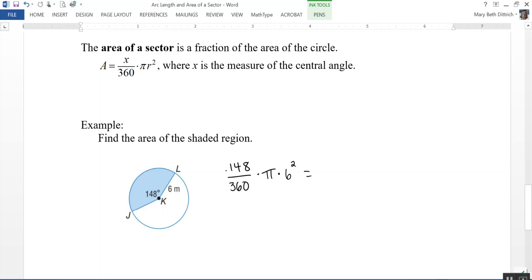So in my calculator, when I do 148 divided by 360 times 36, I get 14.8 pi meters squared. So that would be my exact area of the sector, which is approximately equal to 46.5 meters squared. So in this video, we took a look at arc length and the area of a sector, and how to calculate each of those, realizing that arc length is just a fraction of the entire circumference of the circle, and the area of a sector is a fraction of the area of the entire circle.